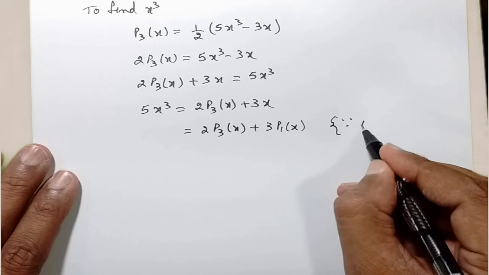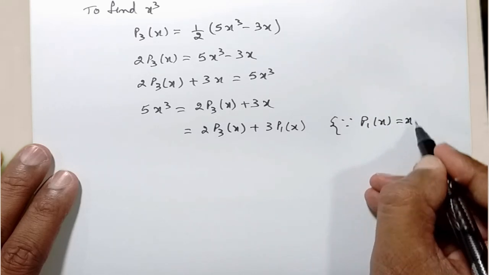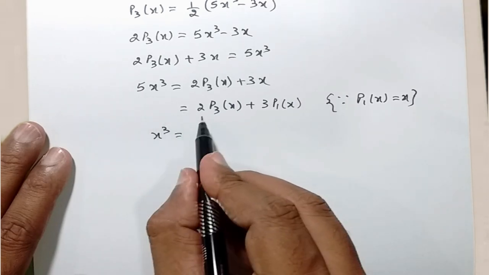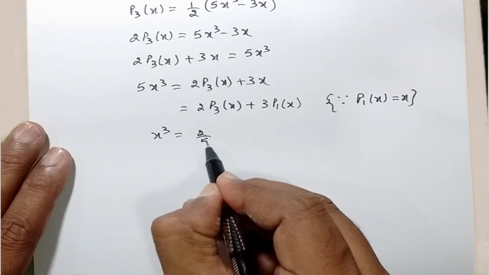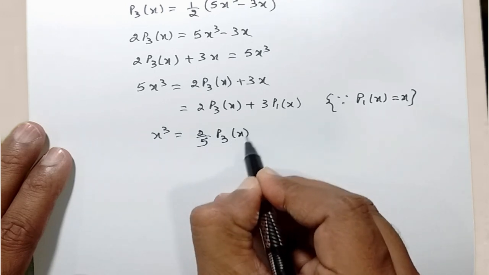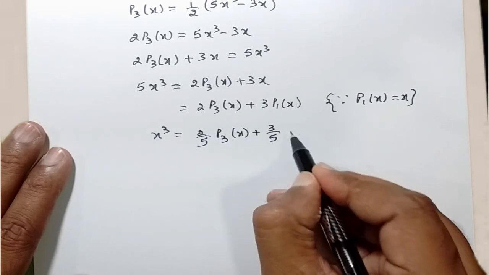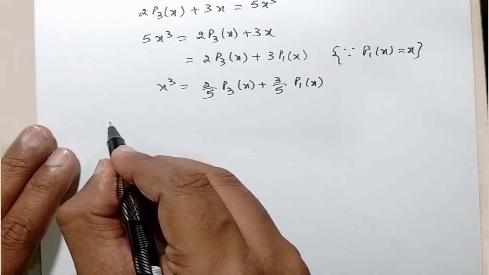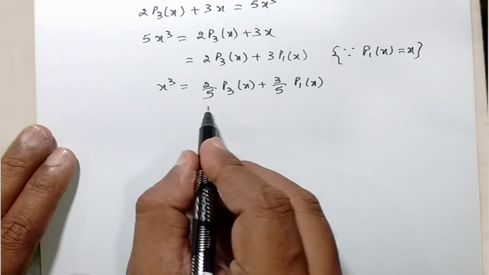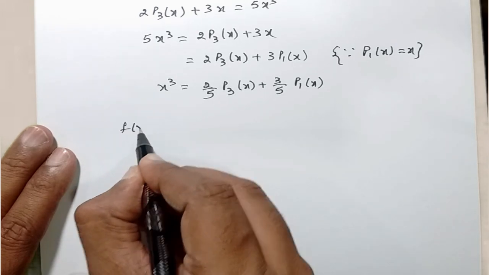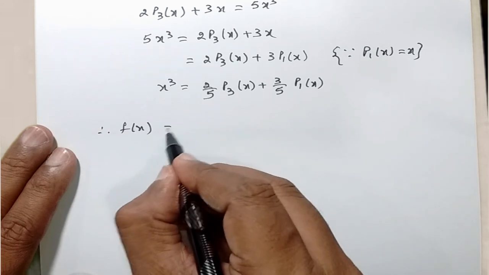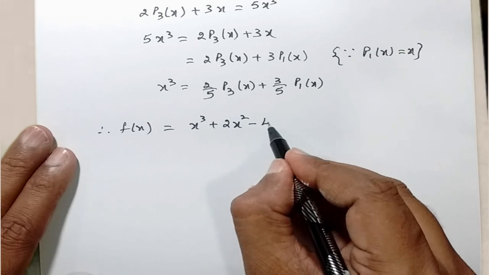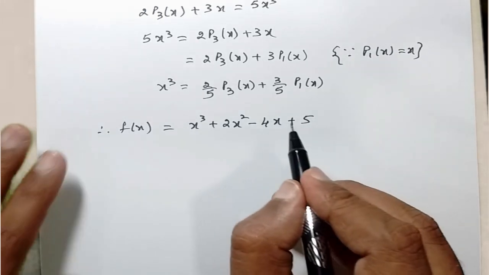So since I am using the value of P1 of x to be x, x cube will be equal to, cross multiply this 5, you can divide by 5, it becomes 2 by 5 into P3 of x plus 3 by 5 into P1 of x. Therefore you can just plug it back in f of x. Therefore your value of f of x is x cube plus 2x square minus 4 times x plus 5.